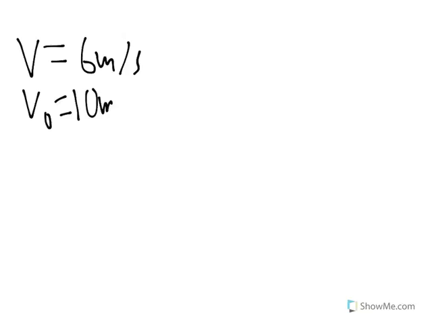Just like any other problem, the first step here is defining our variables. Velocity, and that's velocity final if it doesn't say anything, is 6 meters per second. That leaves us velocity original at 10 meters per second. Then acceleration, we're using the negative 10 meters per second squared term.